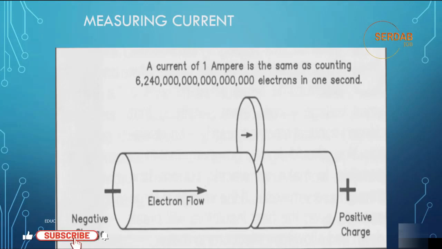Hello, today we will talk about measuring current. What is current? Current is the flow of electrons through a conductor. The water analogy is that current is like the water flowing through a hose.